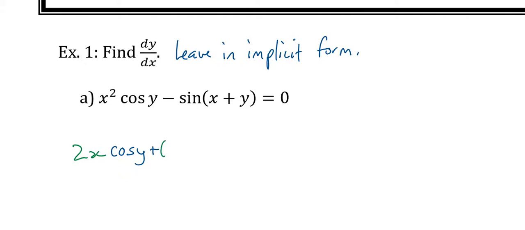Derivative of cos is negative sine. Angle doesn't change. Times the derivative of the angle. Derivative of y is dy by dx. If that was just cos x, you are still taking the derivative of x with respect to x, but it's 1, so we don't write it.